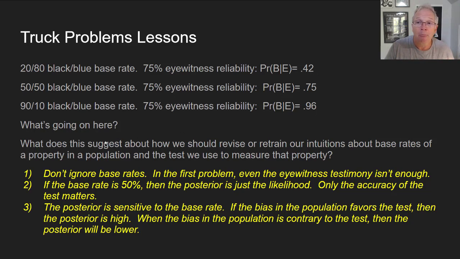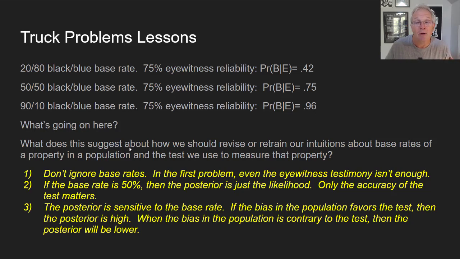What's going on here? What does this suggest about how we should revise or retrain our intuitions about base rates of a property in a population and the test we use to measure that property? Well, there's several things that we're starting to see here. One of them is that we shouldn't ignore base rates. Base rates have a big impact on the answer to the equation in Bayes. In the first problem, even the eyewitness testimony wasn't enough to make it probable that it was a black truck because there weren't many black trucks in the population.